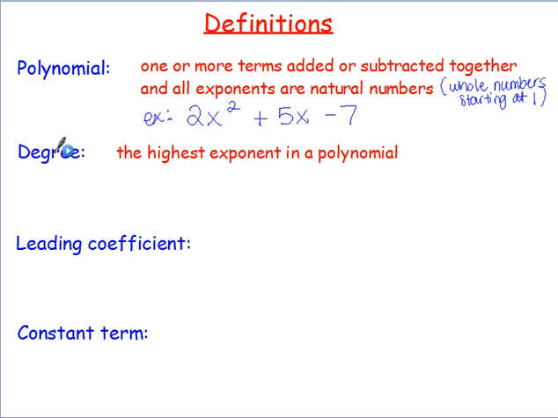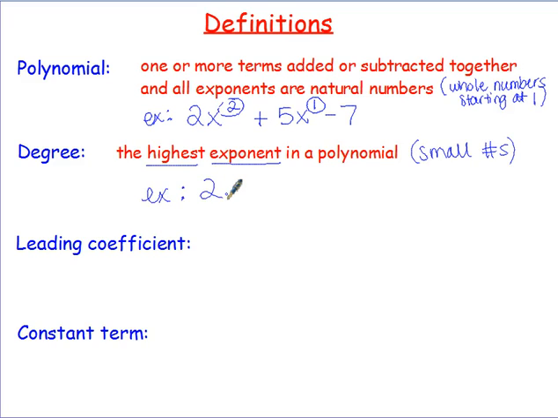Degree is simply the absolute highest exponent in a polynomial. And remember, exponents are those little numbers, okay? So if I look at my example from up here, if I look for the little numbers, this is an exponent. And if I wanted to give this guy an exponent, his would be 1. So which one of those is the biggest? Well, the biggest one is 2. So the degree of this polynomial is 2.